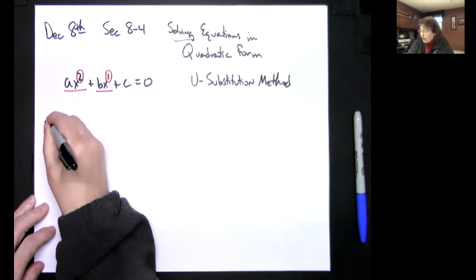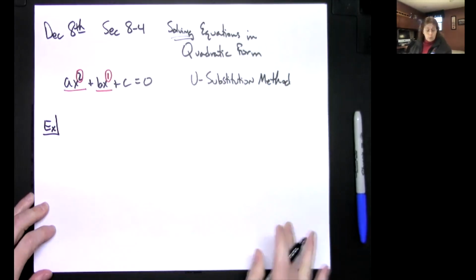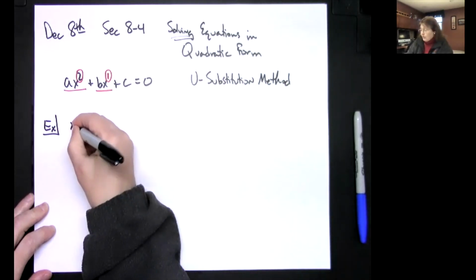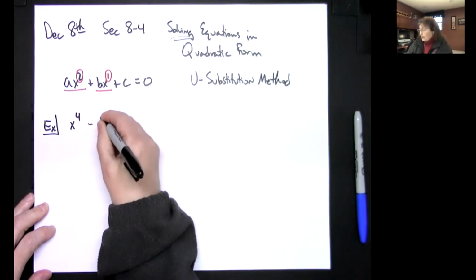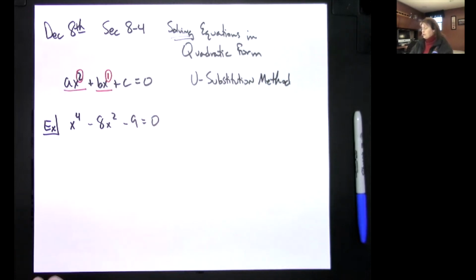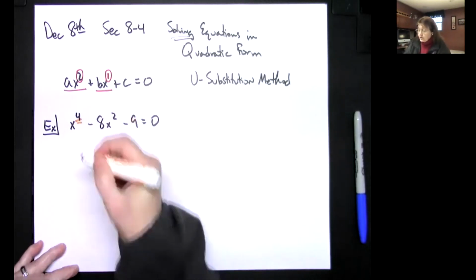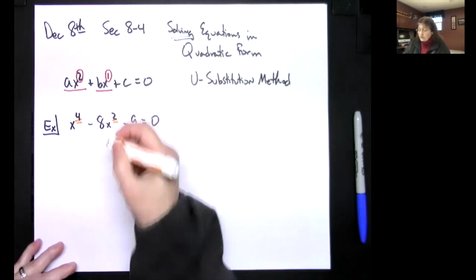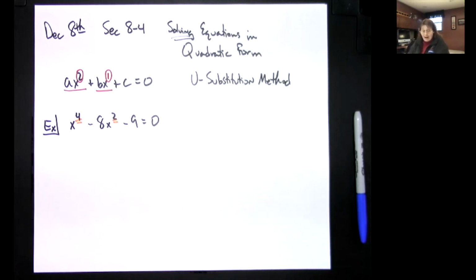All right, so we'll start out with a kind of straightforward one here. Let's suppose we've got x to the 4th minus 8x squared minus 9 equals 0. The first thing I want to do is look at those exponents. There's my x to the 4th, there's an x to the 2nd, so it is half. So yes, I am in quadratic form.